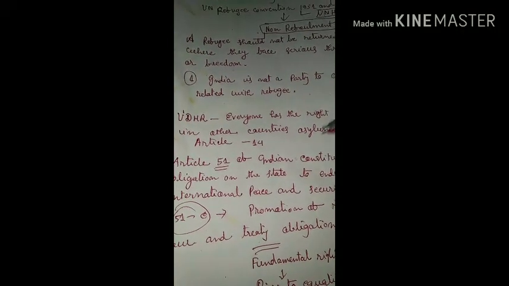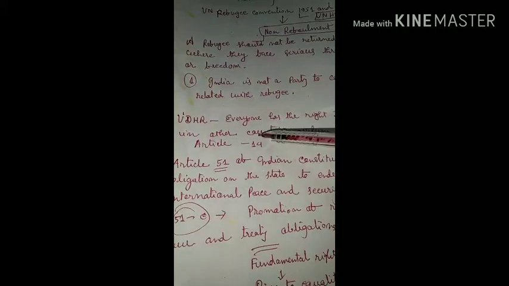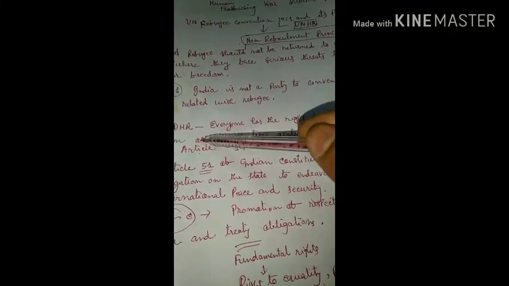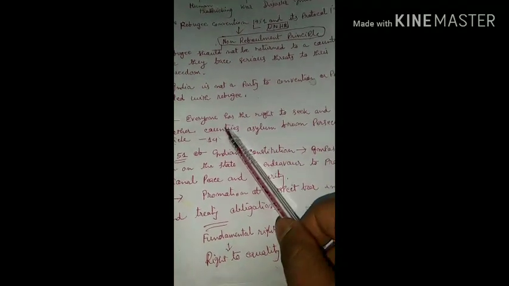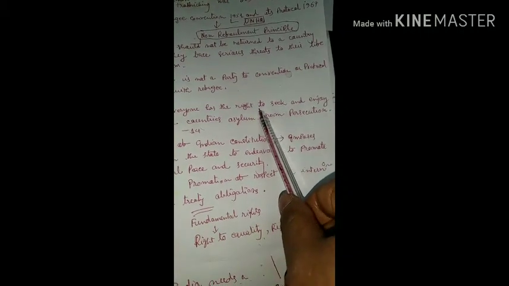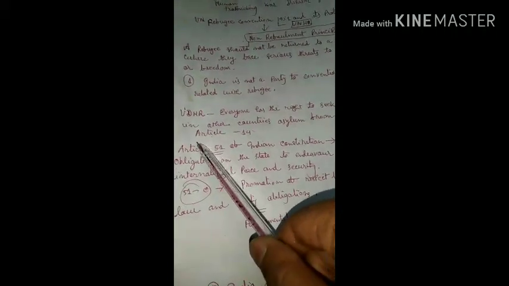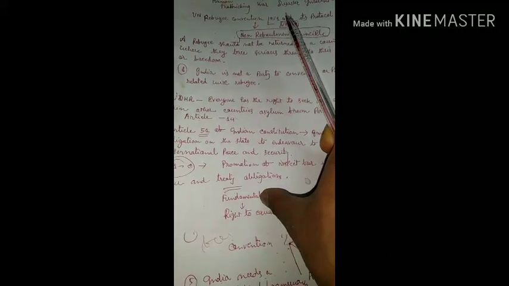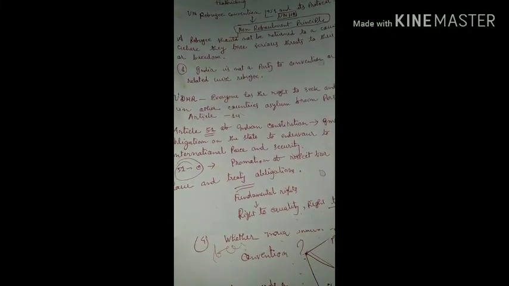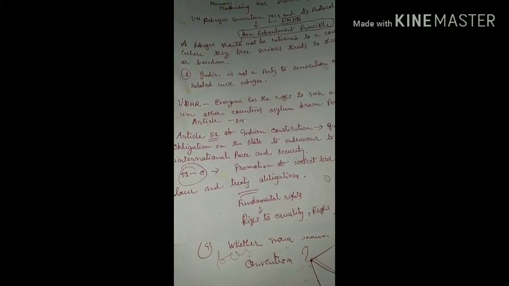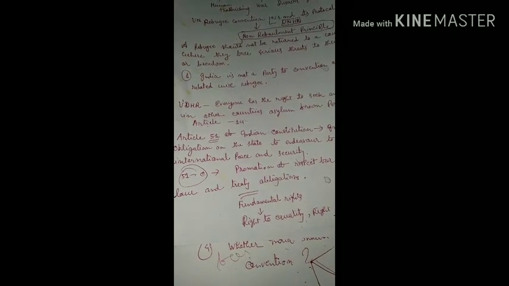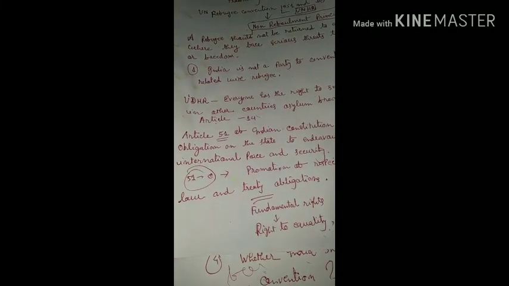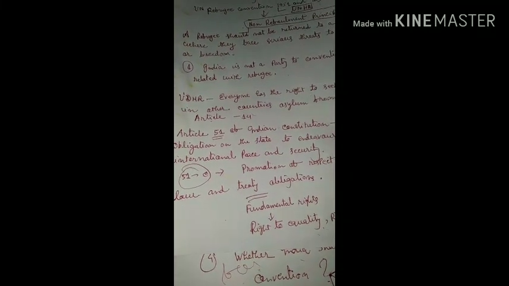Before going to that, we can say that India is a signatory to the United Nations Convention on Human Rights, and Article 14 of it says that everyone has the right to seek and enjoy asylum in other countries from persecution. That means if any person is facing a threat in his country, then he has a right to seek asylum in another country.